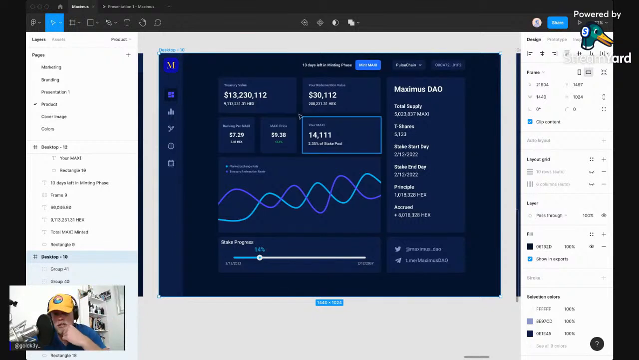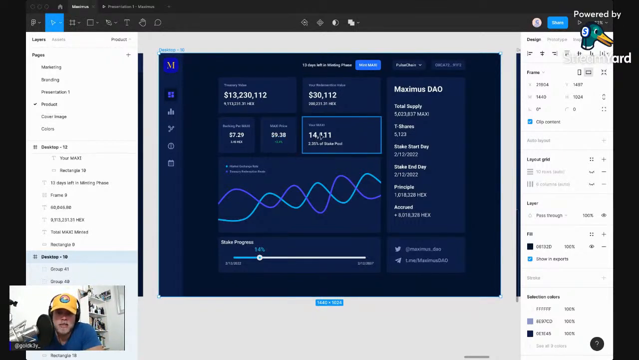So we've got the treasury value in USD, and then in hex, the redemption value. So this would be what your maxi is worth at current value, backing per maxi. So this is that redemption value that I talked about. And then we've got the maxi price, so this would be like the market price. And I think this would be really cool because you could see some opportunities to either buy some more maxi because it's at a discount, or sell if you'd like to lock in some gains.